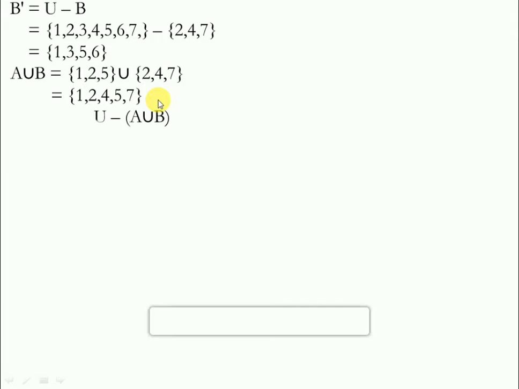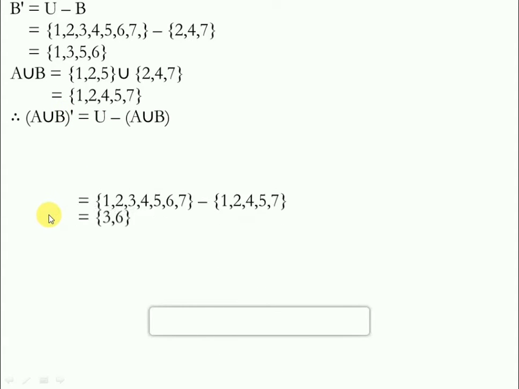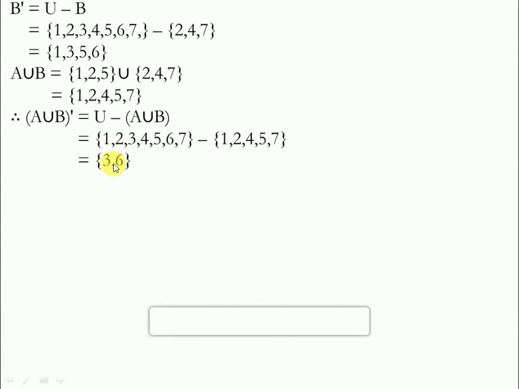Now after that we need to find A union B whole prime. That means if we exclude A union B from the universal set, that should be our A union B prime. As we know earlier, U is the universal set, 1 up to 7, then exclude 1 2 4 5 7, that is A union B. We got 3 6, that is A union B whole prime is 3 6.